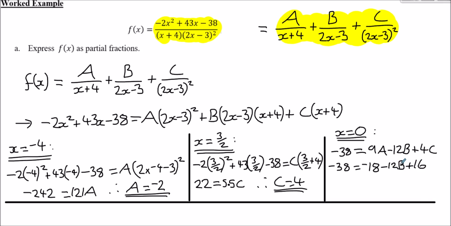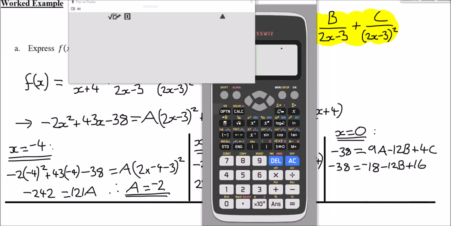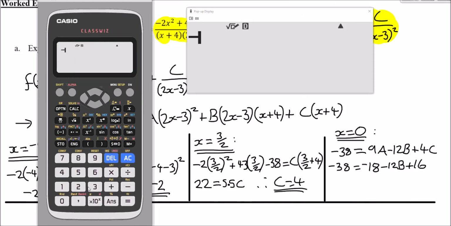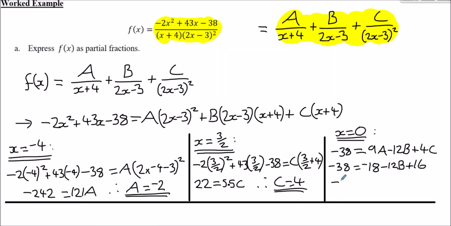If we rearrange this next, so if I add 18 to both sides and then minus 16 from both sides, we can see what minus 12B is. So we're going to have minus 38 plus that 18 minus off that 16, we get minus 36. So minus 36 equals minus 12B. Therefore, if we divide through by minus 12, B is minus 36 divided by minus 12. So B comes out as being positive 3.